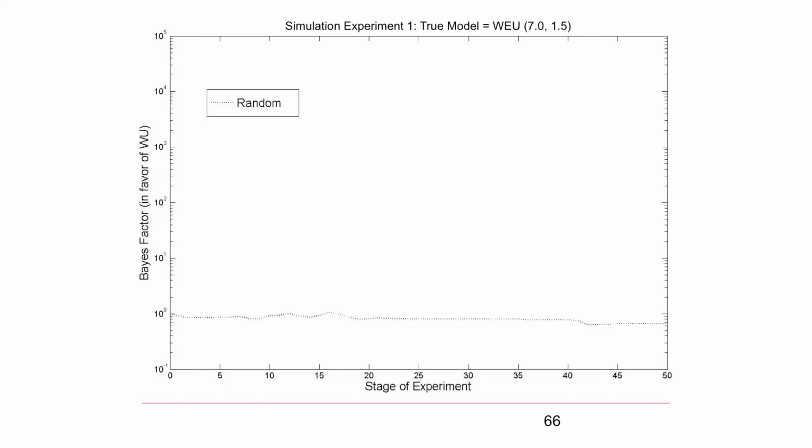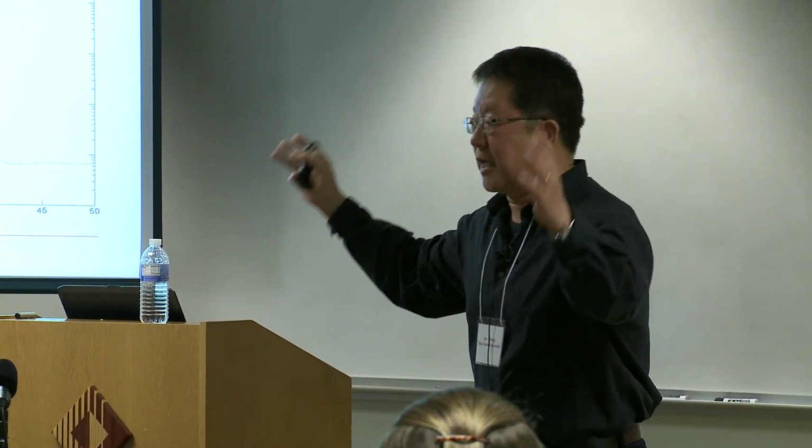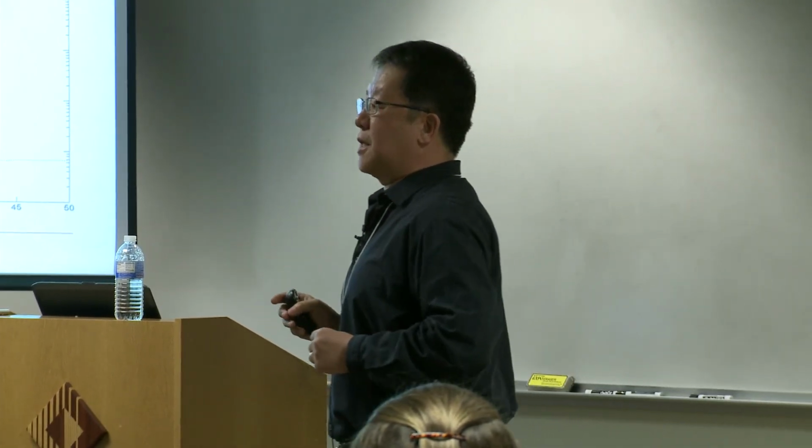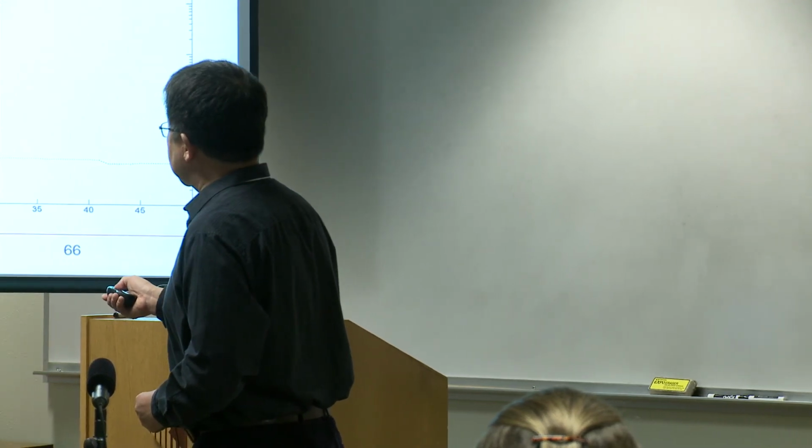All right, so these are the actual simulation trials. We have the stage of the experiment, which is the number of gamble pairs, all the way to 50 gamble pairs. And this is a logarithmic scale. This is the Bayes factor in favor of weighted expected utility versus expected utility. You can see that on the log scale, 10 to the 0 means that those two models, EU and WEU, are equally likely from the Bayesian model selection criterion. And then the Bayes factor here is 10 times.